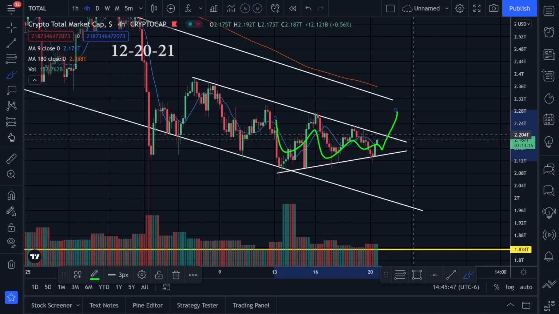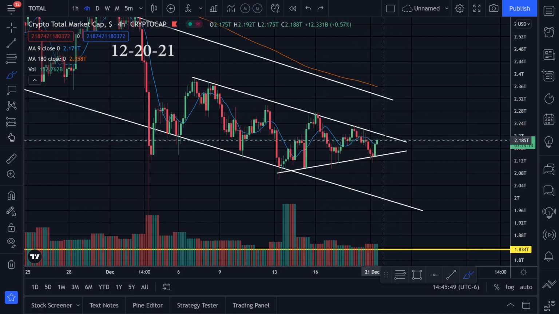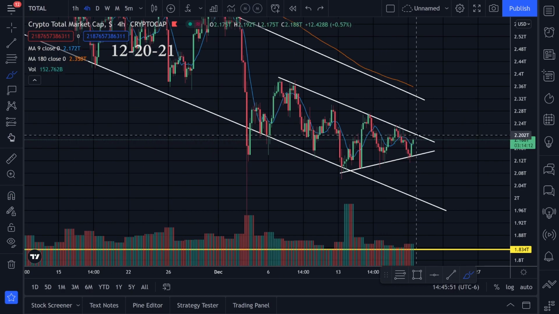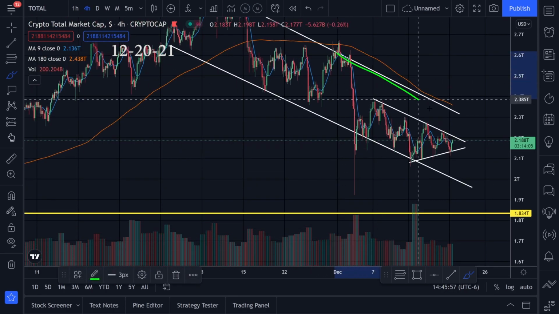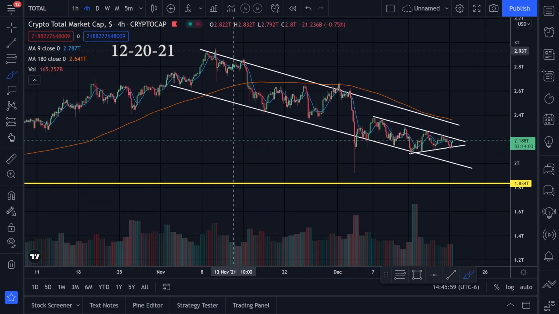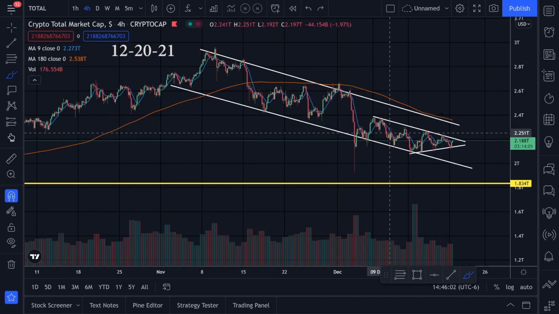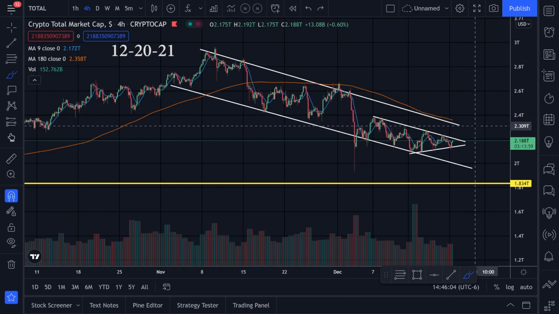If we could break above right here, then this will be a better signal for Bitcoin, Ethereum, you name it. But what we'll want to do, if we could break out of here, the next thing we'll want to do is watch this trend line. We have this trend line right behind it. We have a resistance trend line right there, right behind it.